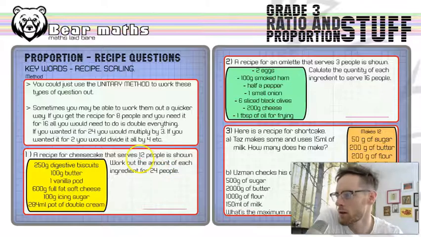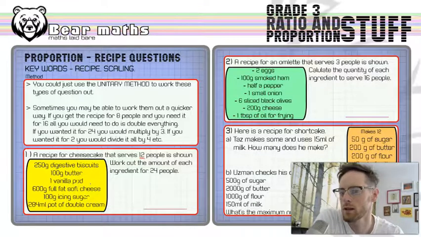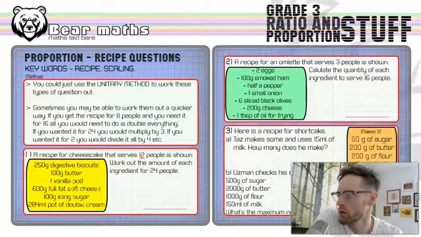So what you should notice here is that if the cheesecake's recipe is for 12 people, if you mixed all that up, put it all together, baked it or did whatever you needed to do with it, followed the instructions, you would get enough for 12 people. All you would need to do is double each one of these ingredients to get it for 24 people, because 24 is double 12. That's the connection there.